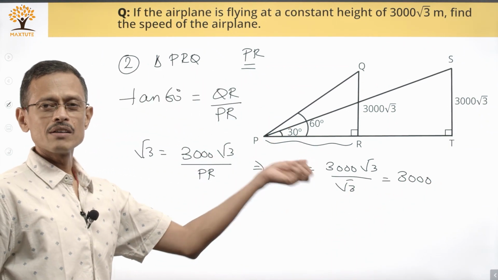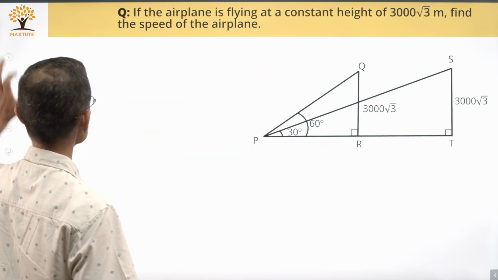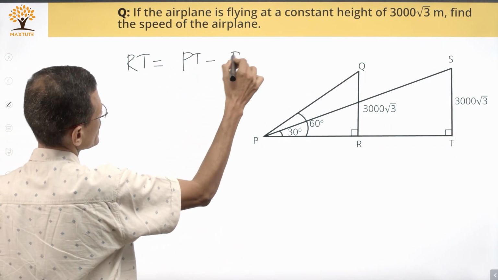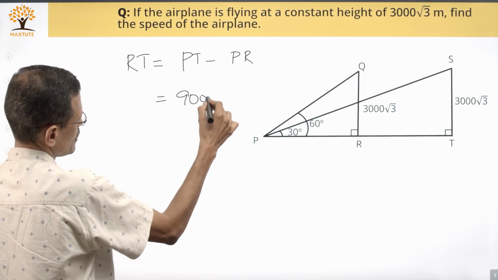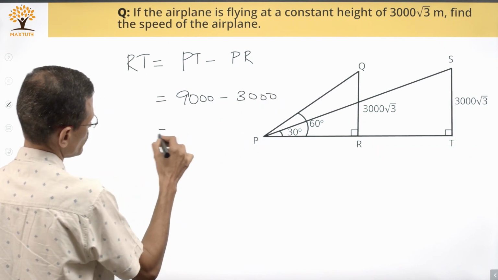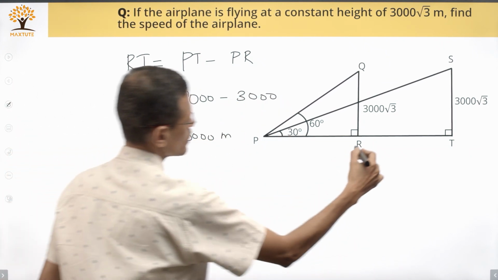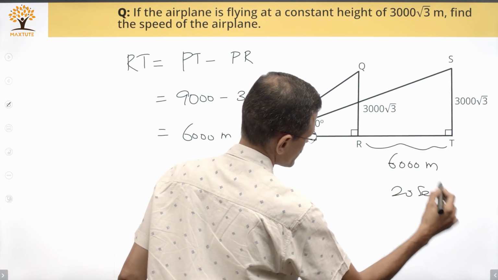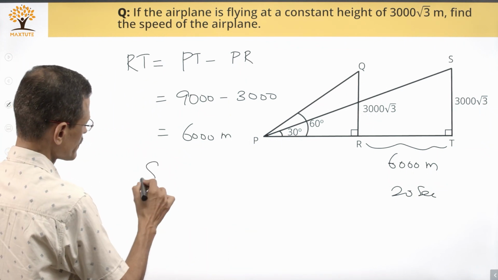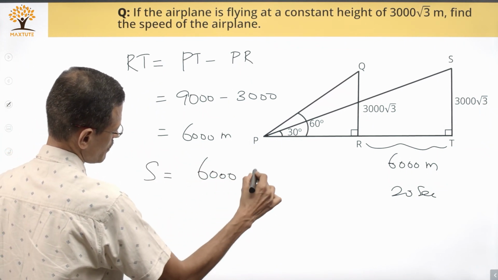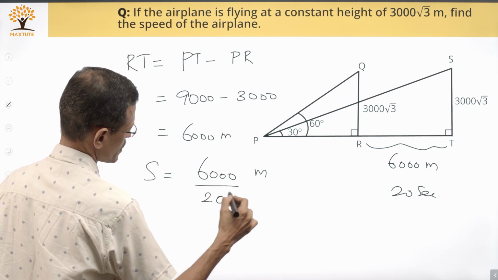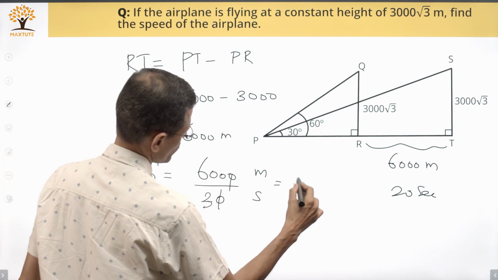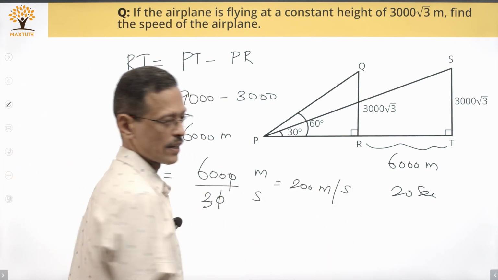We know PR now. We computed PT to be equal to 9000 meters. Therefore RT, the distance that the flight has traveled, is equal to PT minus PR, which is 9000 minus 3000, which is equal to 6,000 meters. So we know the distance that the aircraft has traveled, which is 6,000 meters. How long did it take to travel this? It took 30 seconds. So the speed of the aircraft is equal to the distance, 6,000 meters, divided by the time, which is 30 seconds. Cancel the zeros, 600 by 3 is equal to 200 meters per second. That's the speed of the aircraft.